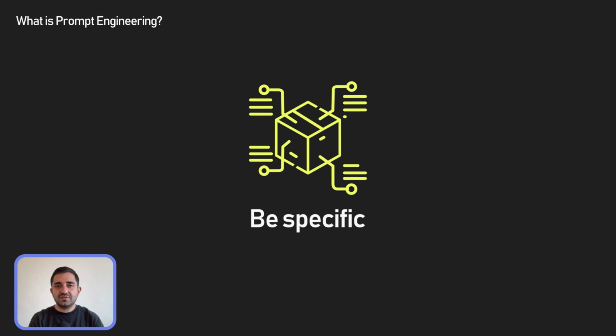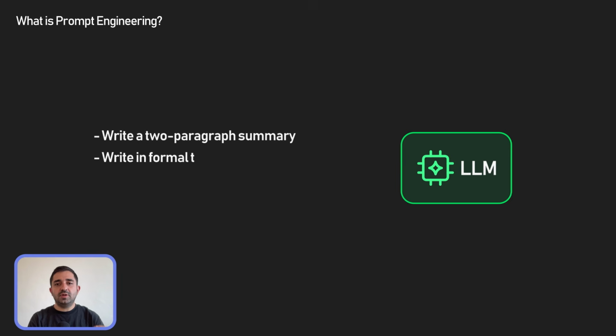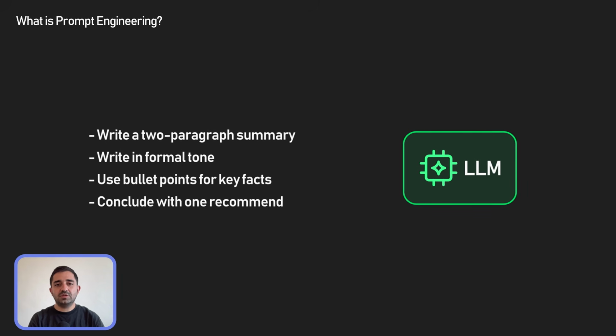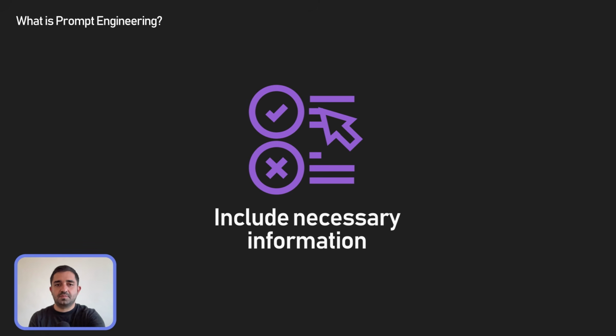3. Be specific. Clearly state what you expect in terms of format, style, and desired outcomes. For example, say, "Write a 2-paragraph summary in a formal tone, use bullet points for key facts, and conclude with one recommendation."